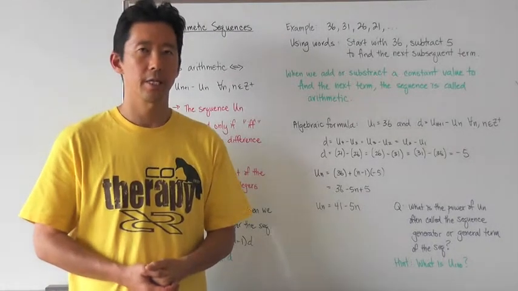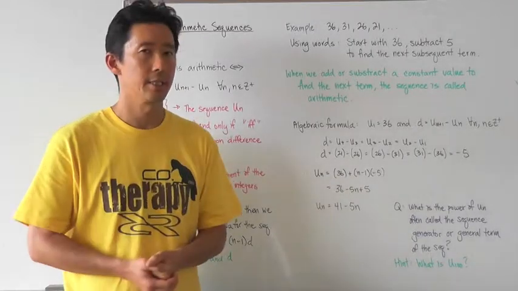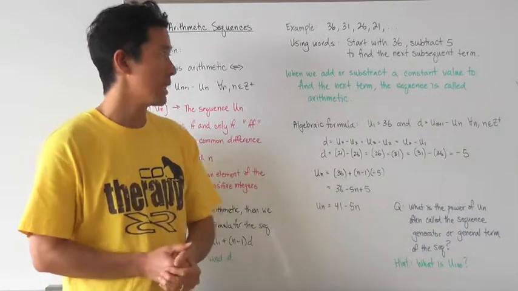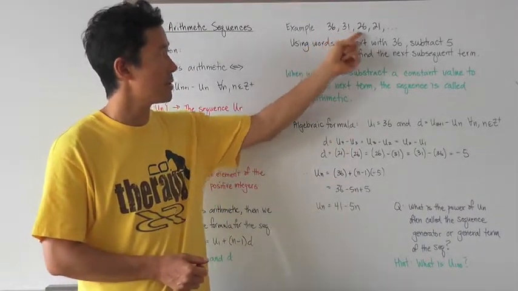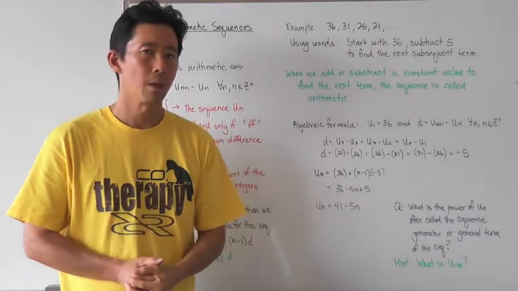Hello everyone, let's go ahead and take a look at arithmetic sequences. Now let's start off with an example here. Here's 36, 31, 26, 21, etc.